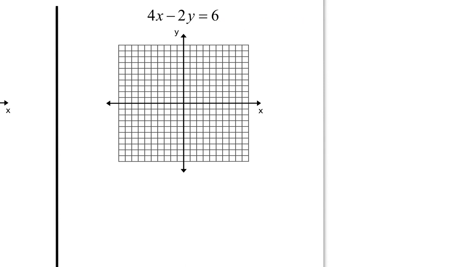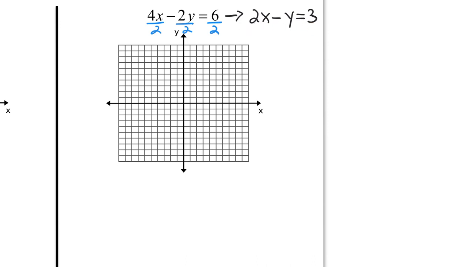So when I divide by 2, let me just put an arrow here. I have 4 divided by 2 is 2x minus 2 divided by 2 is 1y. I don't need that 1. It's an invisible 1. And 6 divided by 2 is 3. So you actually can divide everything by 2 to simplify the equation. Now you are going to work with this equation here.